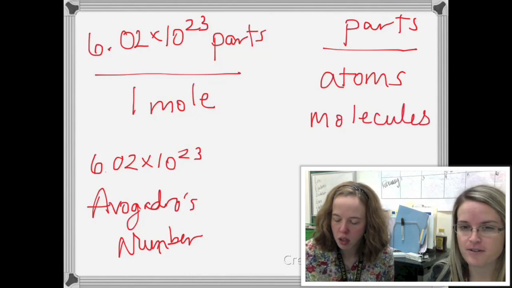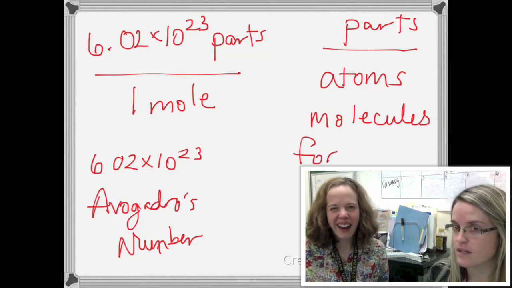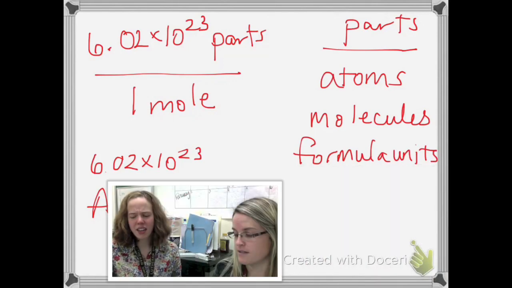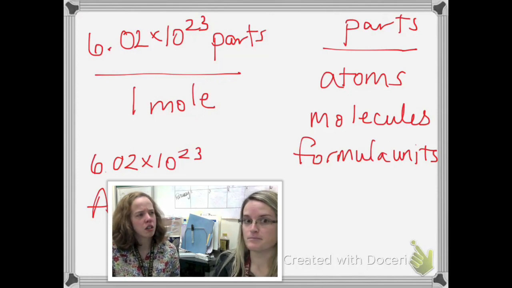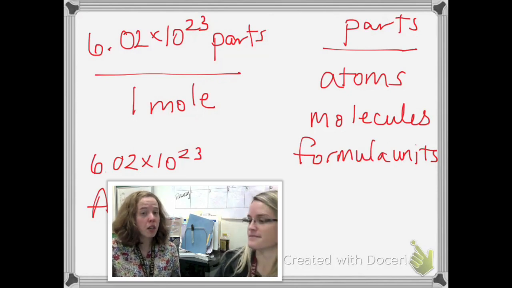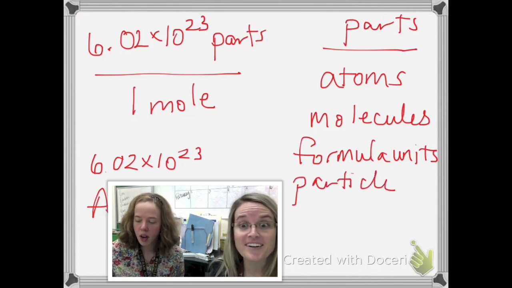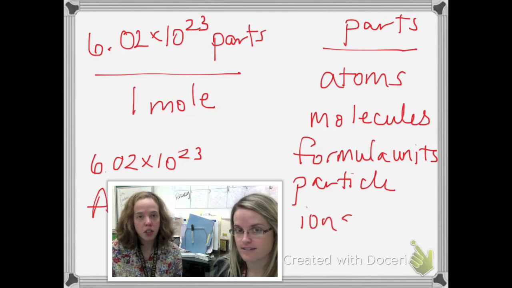How about formula units? Formula units, remember what we call what's kind of an atom of an ionic compound. And so if I take a formula unit and split it up, what do I have to split it up into? Particles? So we can do particles, and those will show up sometimes. We also have to remember ions. We may get asked about ions, but that's still just a part.